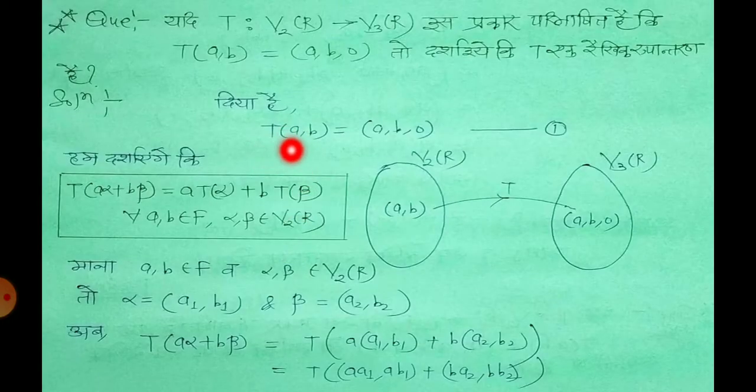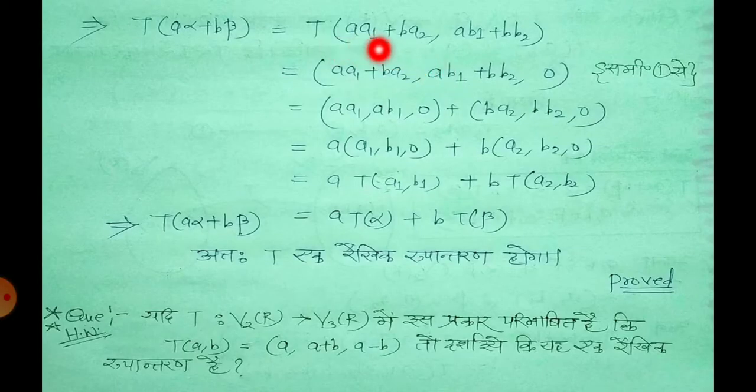From equation 1, T of (a, b) is (a, b, 0). So we apply here: a, b, 0. Now we can write it as (a a1, a b1, 0) plus (b a2, b b2, 0). Again we solve it and get (a a1 + b a2, a b1 + b b2, 0 + 0), and 0 plus 0 is again 0. Now we take a common from the first term and b common from the second term.